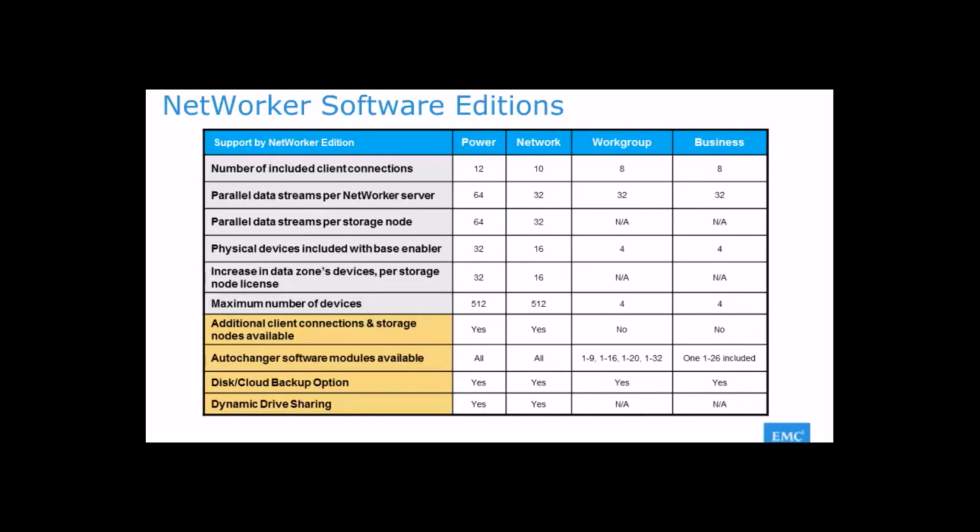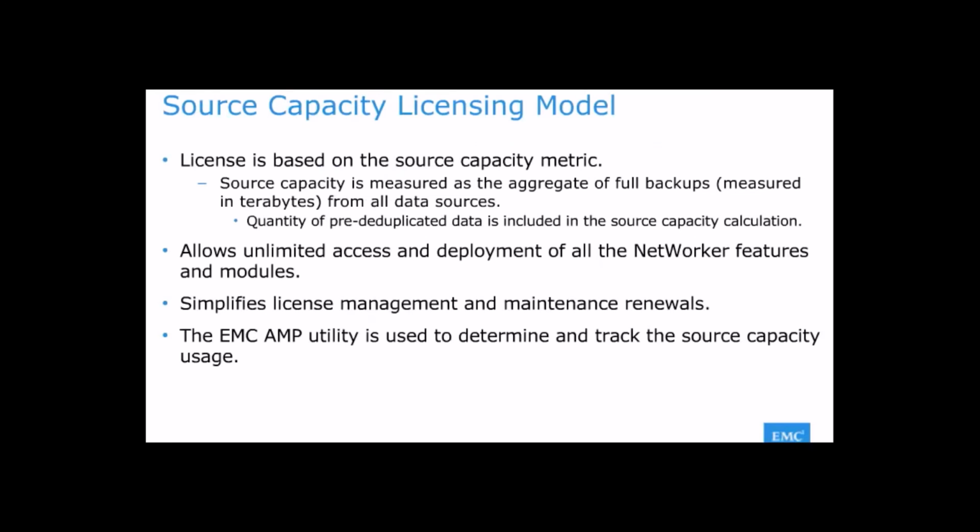Support for a clustered NetWorker server requires Power Edition. For Network and Power Editions, the maximum parallelism and the maximum number of device resources allowed are increased with each storage node license purchased. For the latest information on NetWorker licensing, please see the release notes for the specific NetWorker release. NetWorker also provides an alternative licensing model based on capacity.